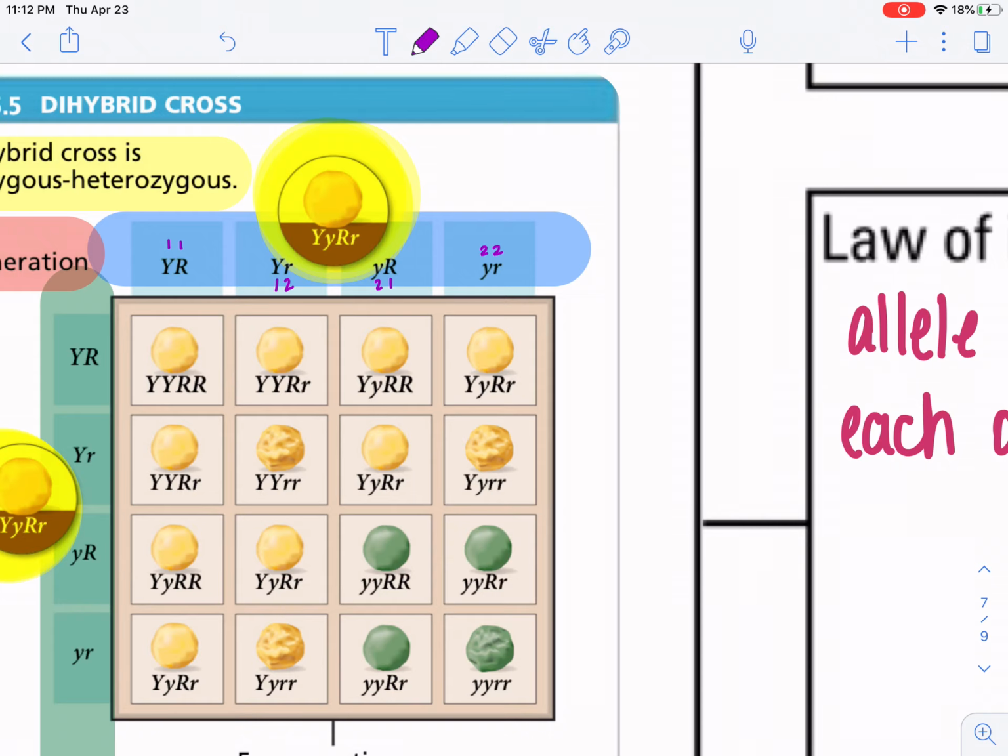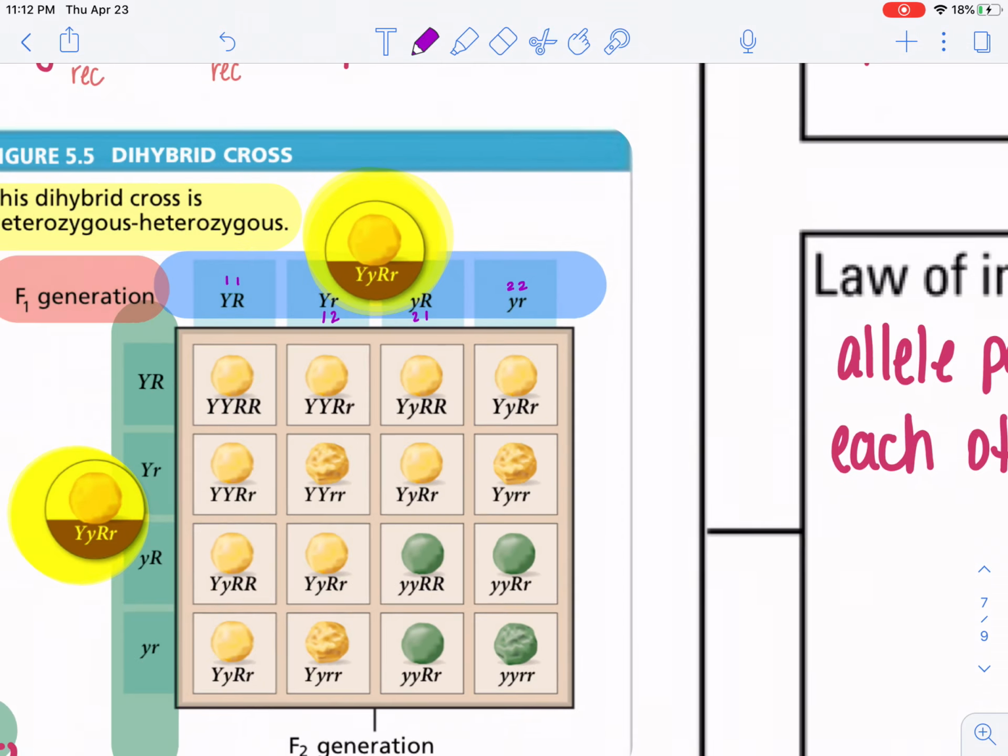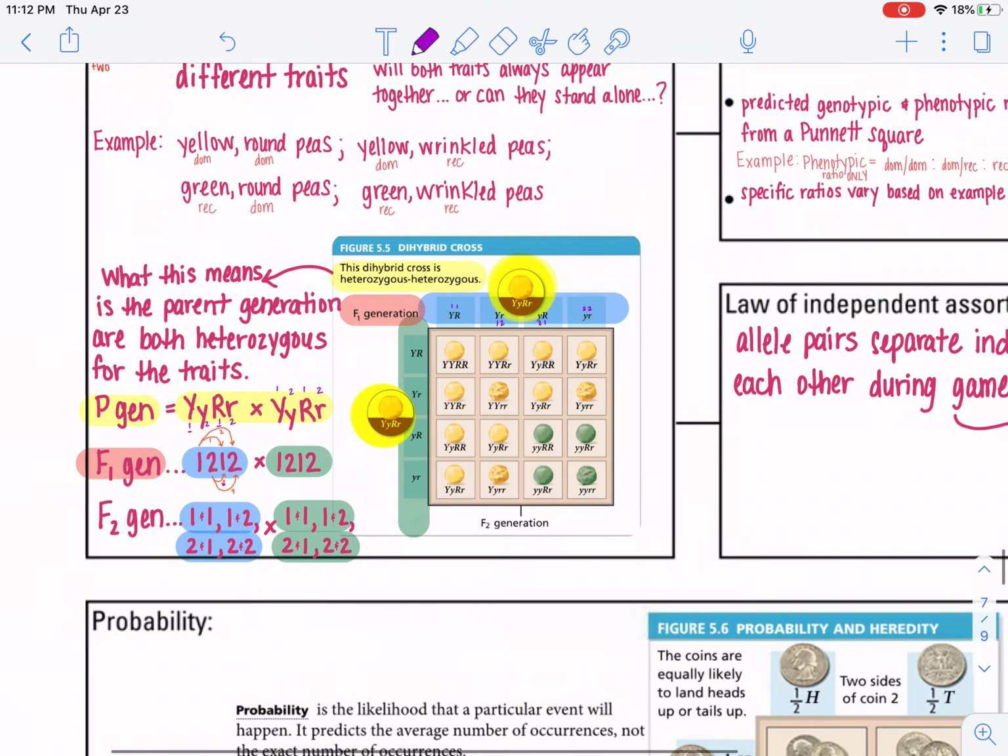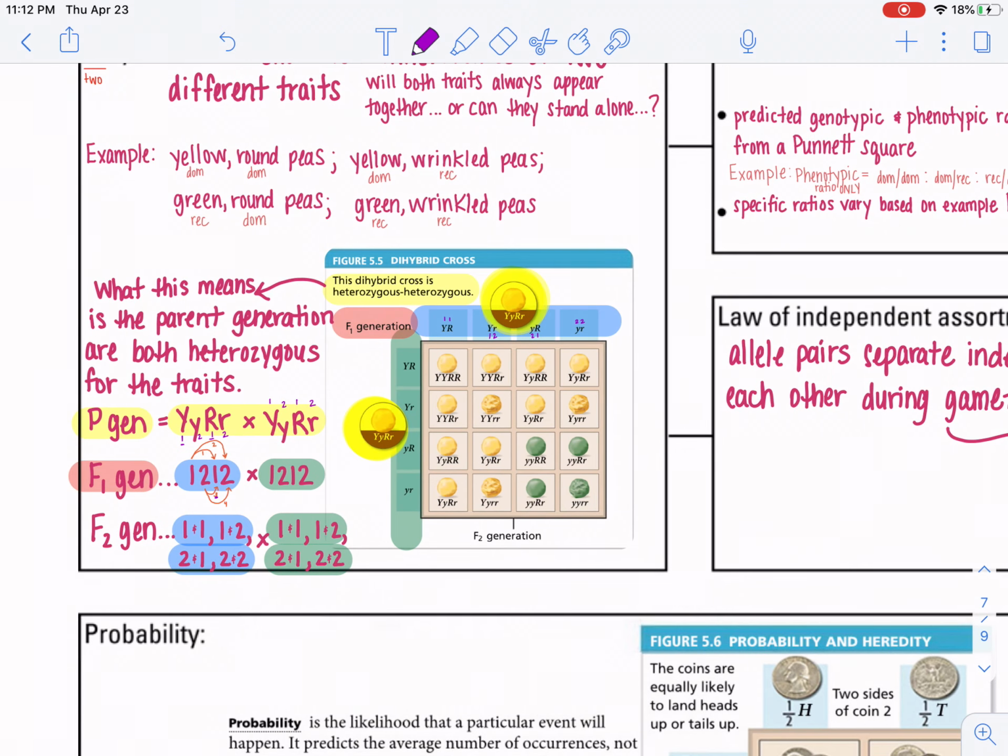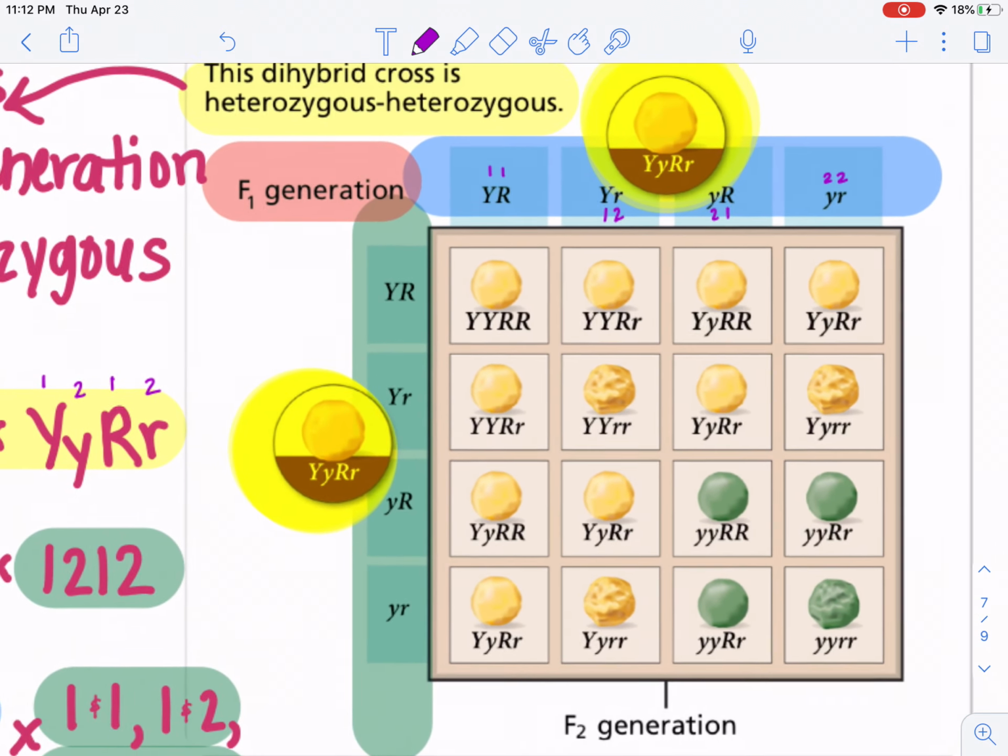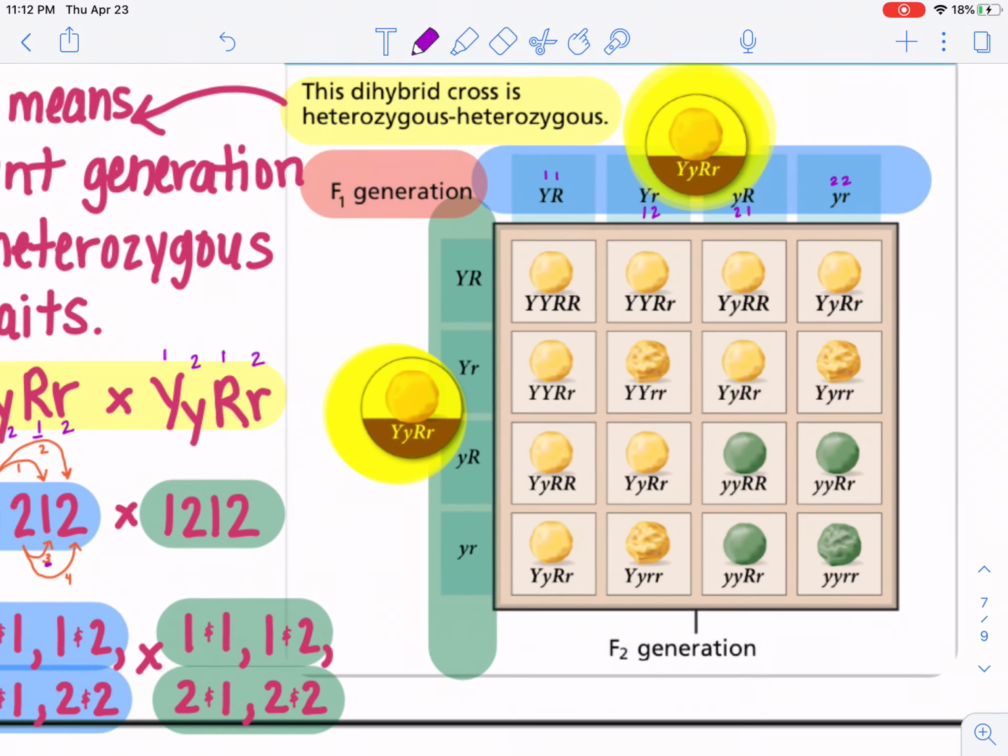So if we look at our possibilities, we've got the same thing on the sides and the top for both the highlighted green and the highlighted blue. Why? Because our parent generations are the same.